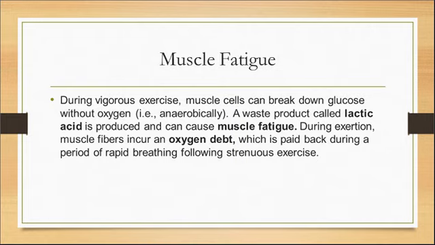During vigorous exercise, muscle cells can break down glucose without oxygen. So if we're doing it without oxygen, it's anaerobically. A waste product is produced called lactic acid, and that is what causes muscle fatigue. So during exertion, muscle fibers incur an oxygen debt, so they don't have enough oxygen, which is paid back during periods of rapid breathing following strenuous exercise. So it's important to remember that lactic acid is a waste product produced during anaerobic metabolism of glucose.